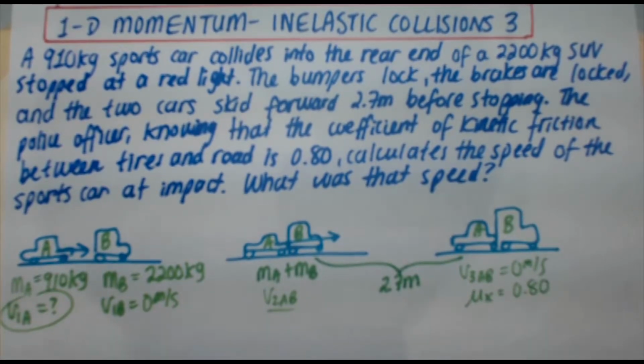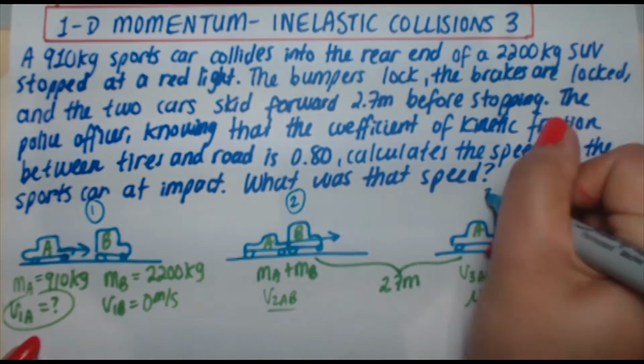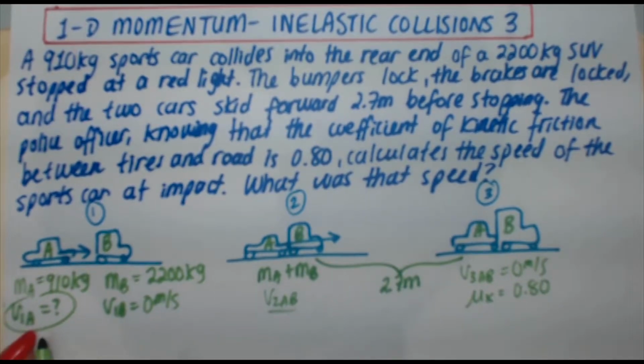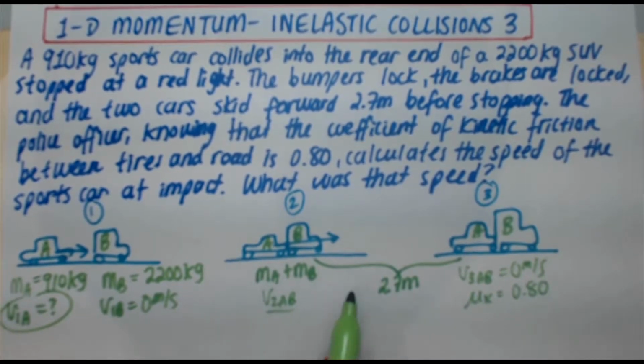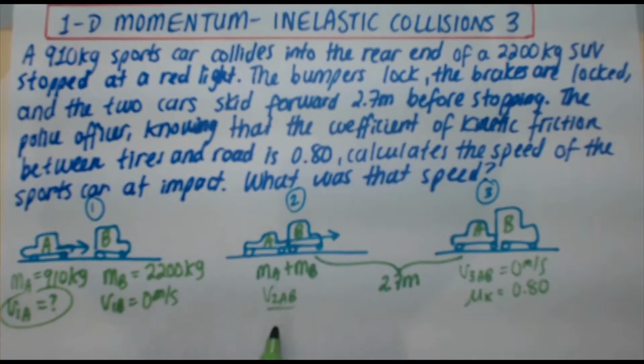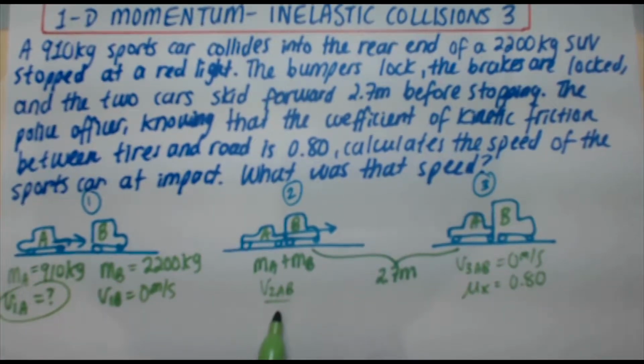So all of these are different stages in the problem. We'll call this 1, this 2, and that 3. This is how you should think about this problem. In order to find V1A, I've got MA, MB, V1B, and MA plus MB, so I can find those. But I need V2AB to finish this, and I have two unknowns right now. So what I need to do is find V2AB through a different means.